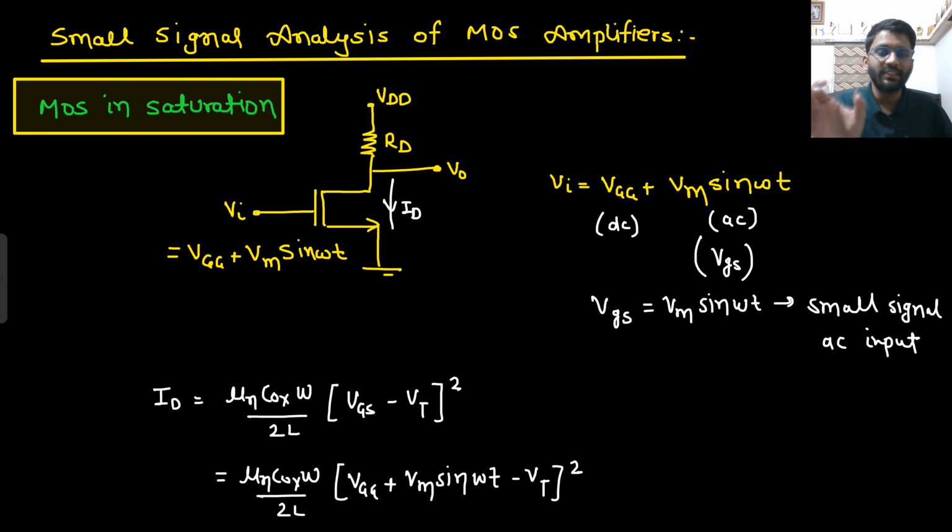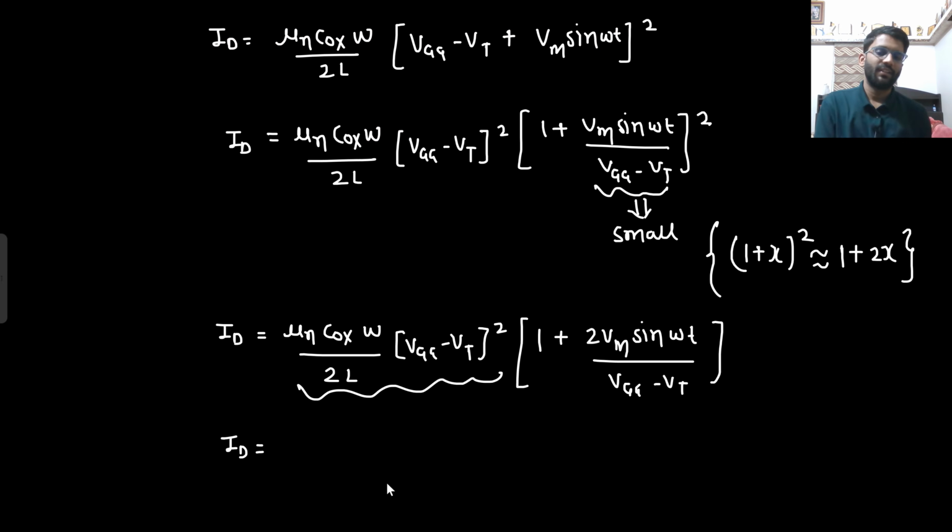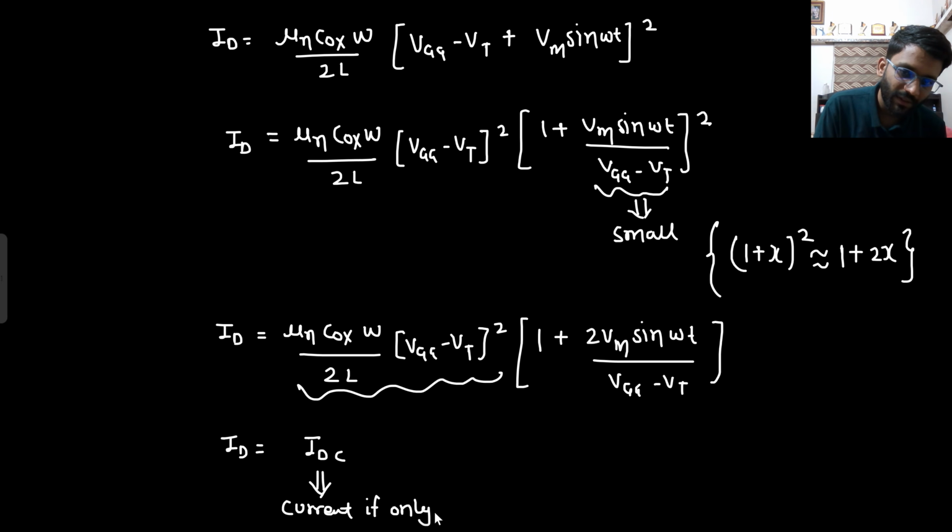So I can write down, this is DC current, right? This is DC current if my input had only VGG supply. If my input had only VGG supply, my current would be μn Cox W/2L (VGG − Vt) whole square. So I will write down this is IDC. This much expression is IDC, the current if only VGG was applied, or in bracket I can say DC was applied.